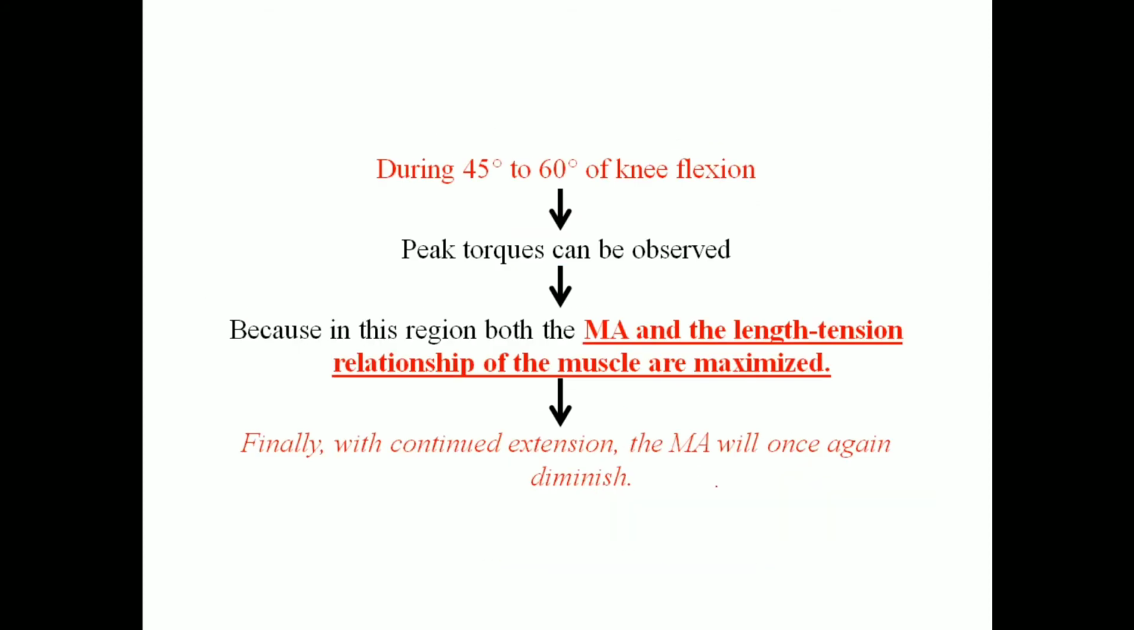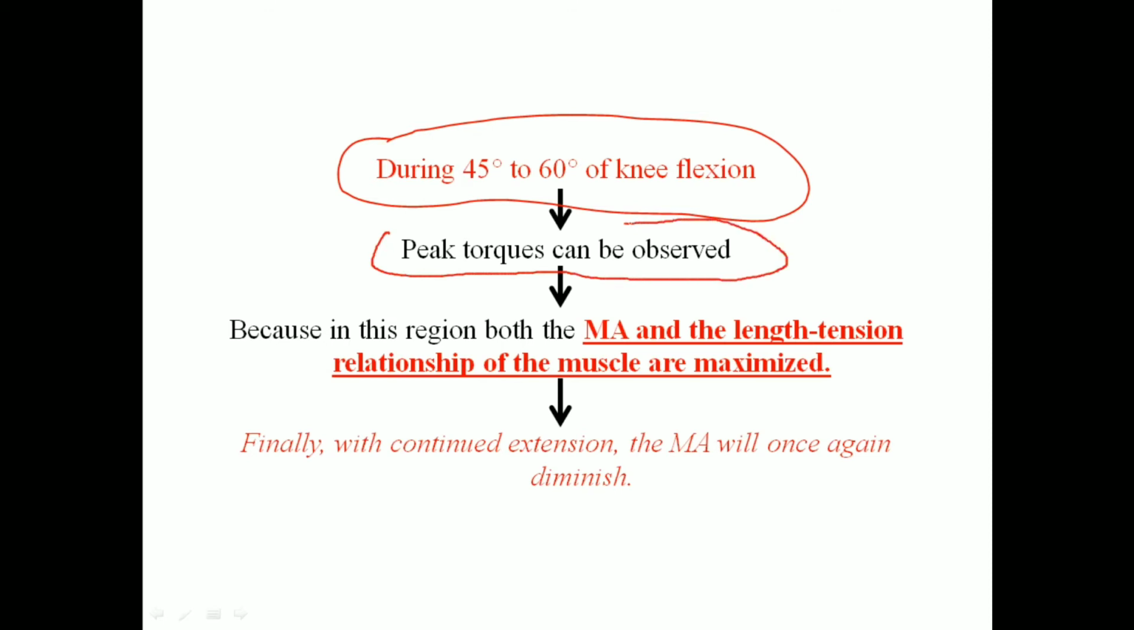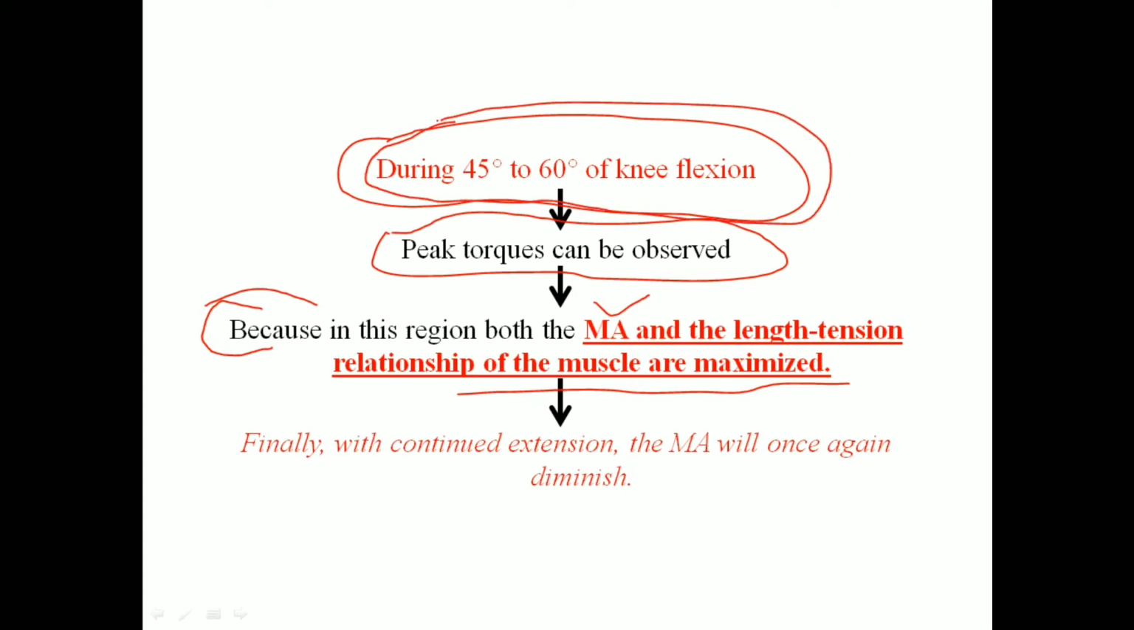rotation. And during 45 to 60 degrees of knee flexion, means when we are in between this, we are still going towards the extension movement. When we reach 45 to 60 degrees, the peak torque will be greater. The peak torque can be observed. How is it observed? Because in this range of motion, the moment arm and length tension relationship of the muscles are maximized. So this is the mid range, 45 to 60 degrees, where we will have a greater amount of torque to produce the extension movement.